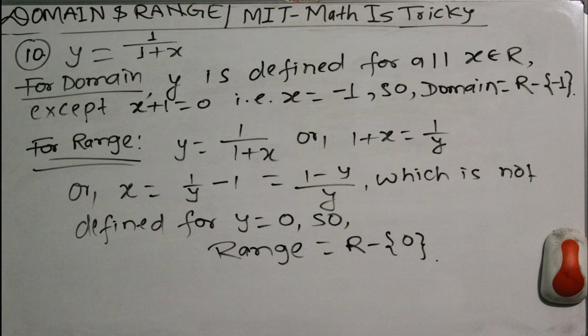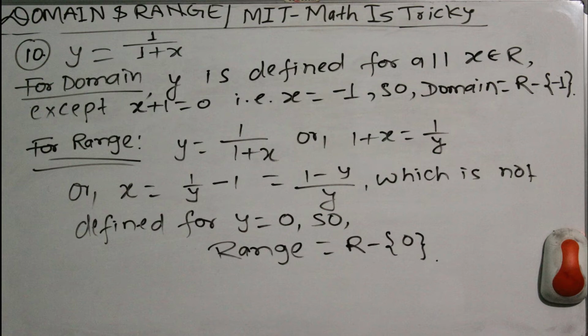So we can write it this way: y is defined for all x belonging to R except where x plus 1 equals 0, that is, except at x equals minus 1. So the domain will be all the real values, R minus {minus 1}. Minus 1 does not belong to this set. So the domain is R minus {minus 1}, the set of all real values except minus 1. That means minus 1 will not be in that set.